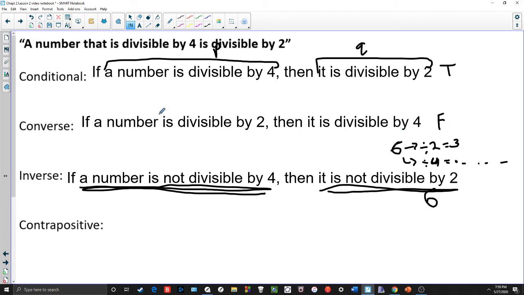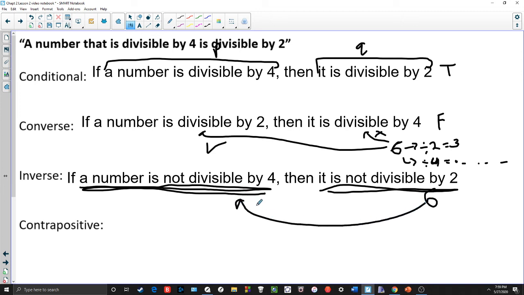Same thing up here. It follows the first part of the statement. 6 is divisible by 2. That meets the hypothesis. The hypothesis is true, but the conclusion is false. So same here: the hypothesis is true, but the conclusion is false. That's what makes it a counterexample. So this is going to be a false statement.